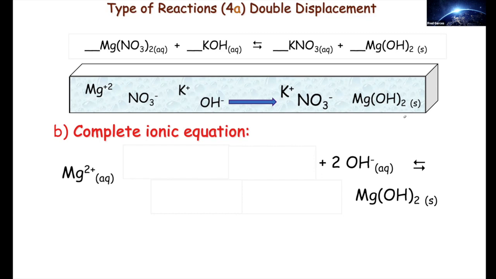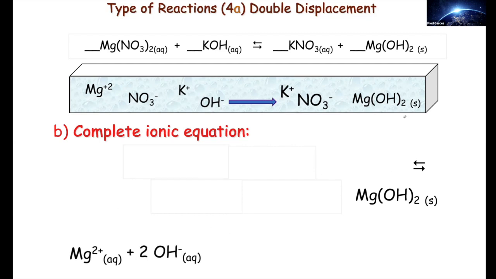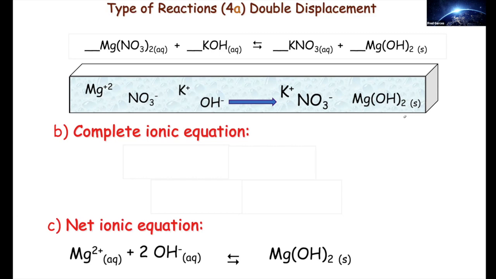That is the magnesium and the hydroxide, to give us magnesium hydroxide, which, guess what, is called the net ionic equation. The net ionic equation is only those chemicals. It's minus the spectators, and it is responsible for the chemistry of that new product that's being formed.